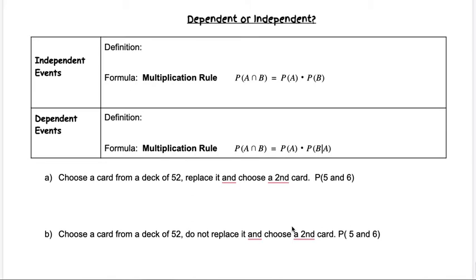or independent events. We're going to take a look at what we mean by that and how to find them. So first of all, let's take a look at the independent events, the definition. So independent events are events that do not affect the probability of each other.